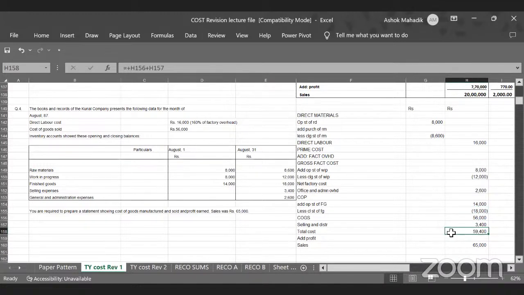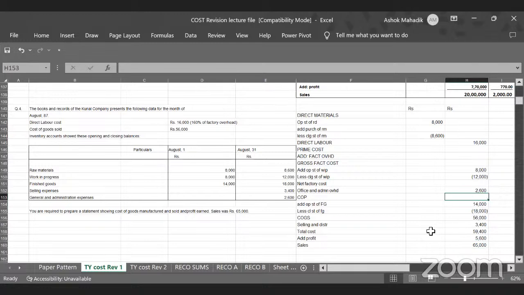Understood now how we got this? COGS was given to me, and selling expenses was also given, 3,400. So I added to get total cost. Now I have sales also, so I can find out profit. Sales minus total cost will give me profit. Now what is missing? Stock production value is missing. How to get that? Go reverse.